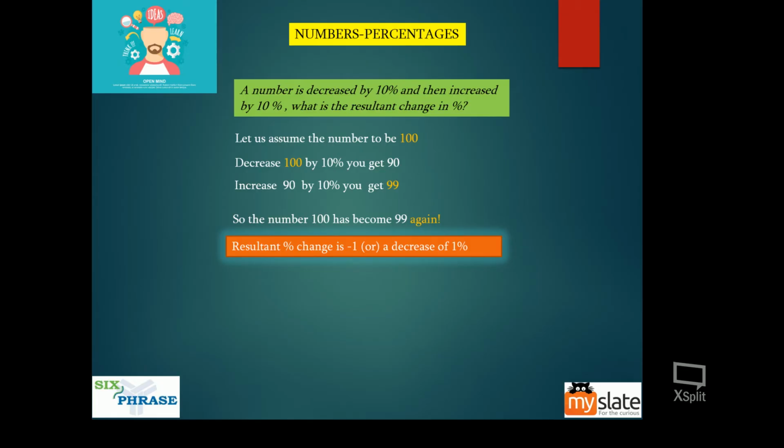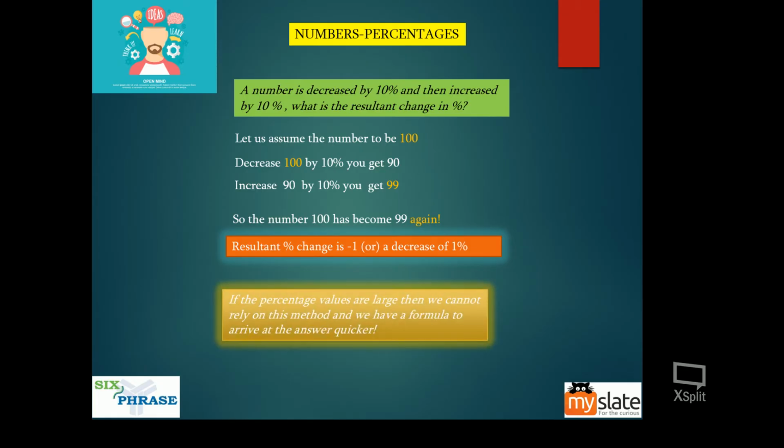Now, if the percentage values are large, then we cannot rely on this method, and we have a formula to arrive at the answer quicker. So you heard it right. See, 10 percentage and 10 percentage was simple. But what if it was 23 percentage and 45 percentage, or 37 percentage and 47 percentage? You cannot be doing it like this. Because to increase 100 by 47 percentage, you get 147. Then you have to increase 147 by 37 percentage. Then that becomes difficult, right? So that is why we just have a formula. Just insert the values in the formula, you will get answers within no time.